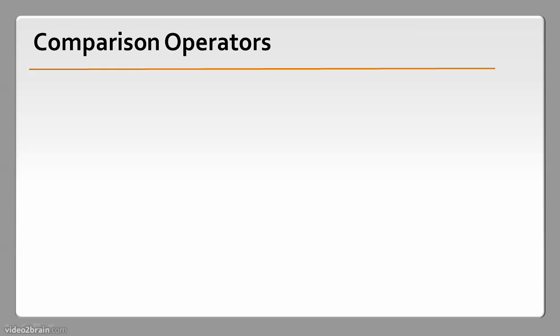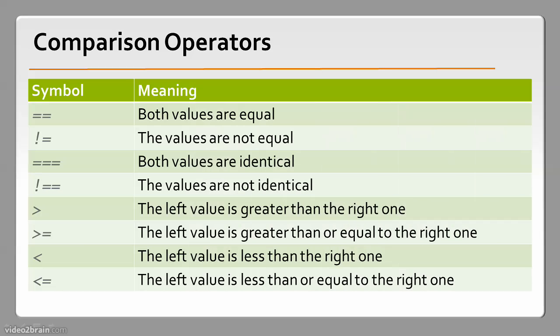Much of the time, conditions involve comparing two non-Boolean values using one of these comparison operators. One of the most important points to note is that PHP uses two equal signs to test whether two values are equal. A common mistake is to use just one, which always equates to true. Why, you may ask? Well, it's because a single equal sign assigns a value, and that equates to true. It doesn't compare two values.